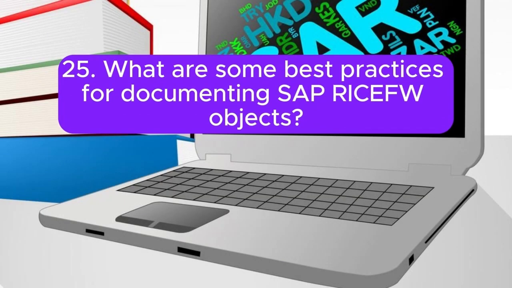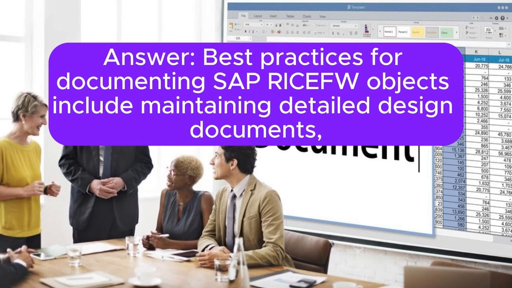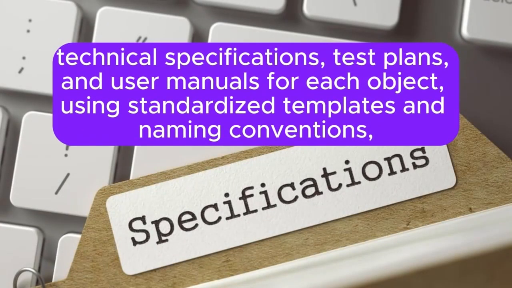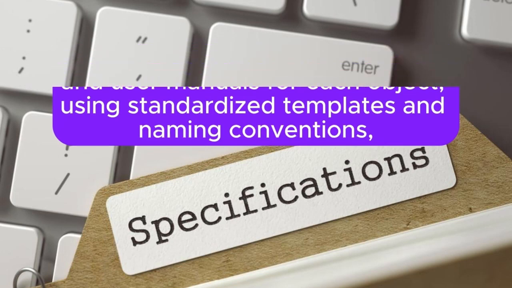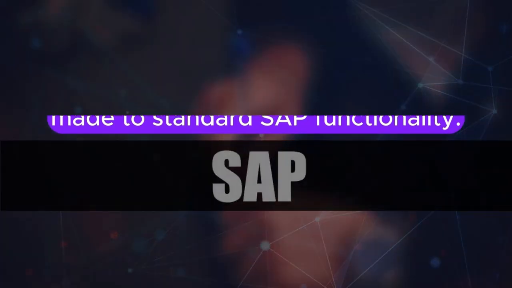25. What are some best practices for documenting SAP RICEF objects? Answer: Best practices for documenting SAP RICEF objects include maintaining detailed design documents, technical specifications, test plans, and user manuals for each object, using standardized templates and naming conventions, and documenting any customizations or enhancements made to standard SAP functionality.